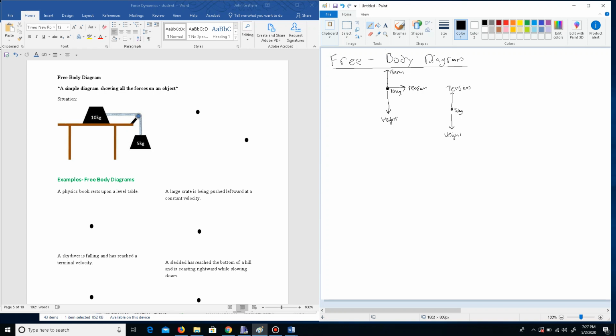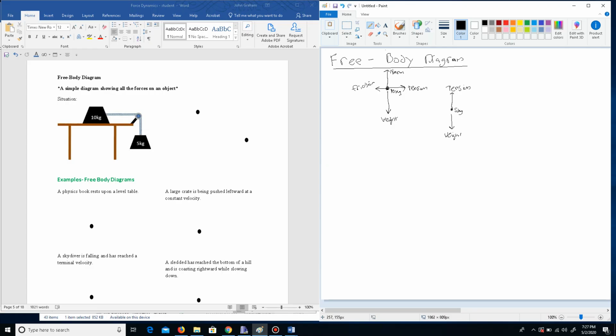Since this is on a table, the table may not be a smooth, frictionless surface, so there may be some friction here, and maybe it's small. It may not be a whole lot, but there's going to be a friction force. Here there will be no friction. And so this is what the free body diagrams will look like. This is for this part of it, and this is for this part of it.